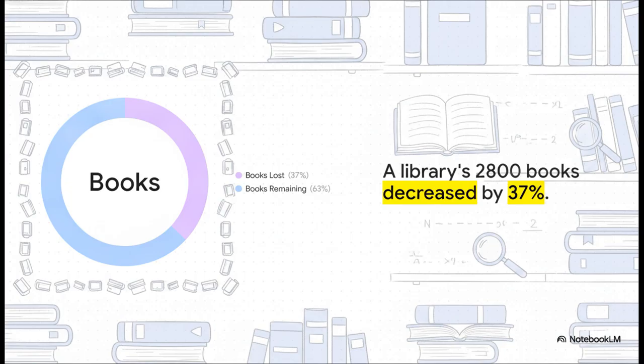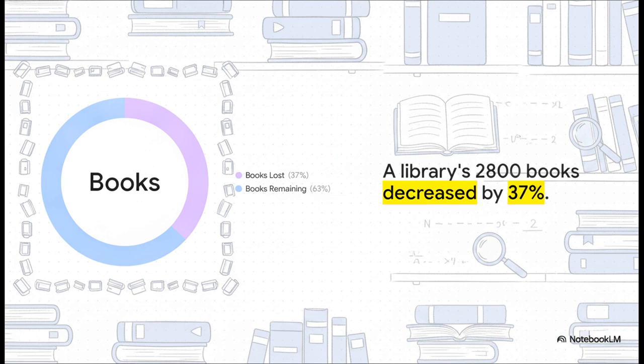Take this great example from our source material. Imagine a library that starts out with 2,800 books. Over time, their inventory drops by 37%. To figure out what's actually still on the shelves, you first need to find 37% of 2,800.